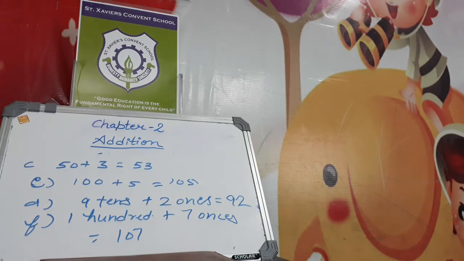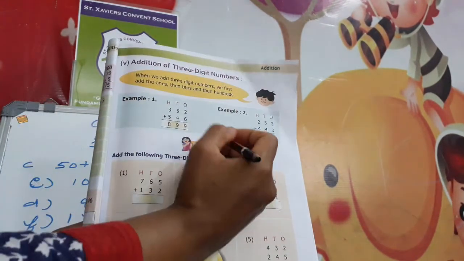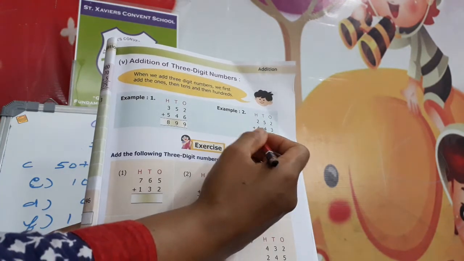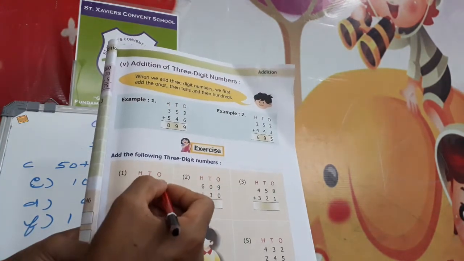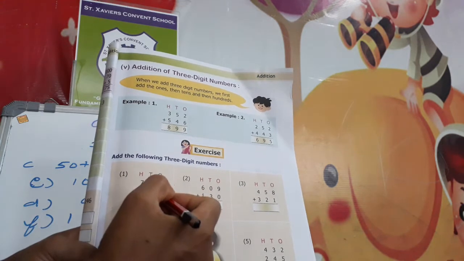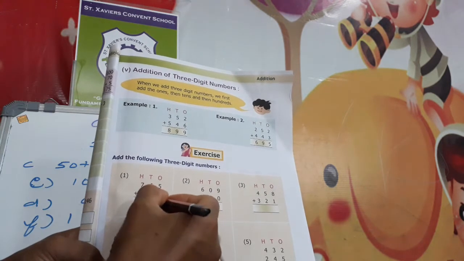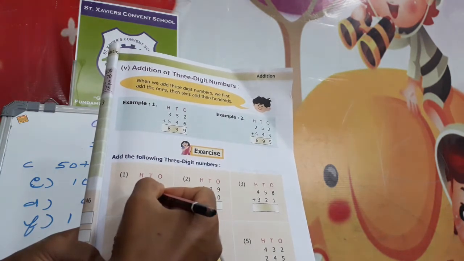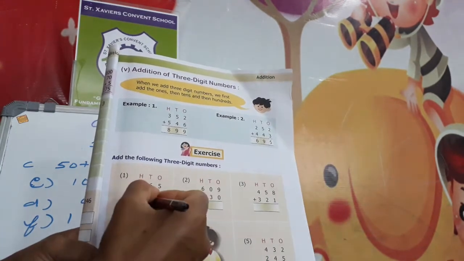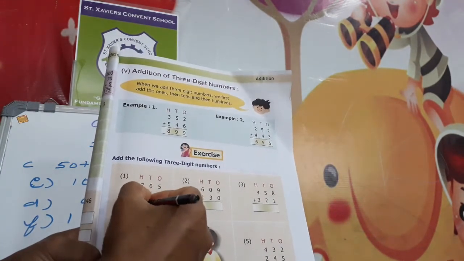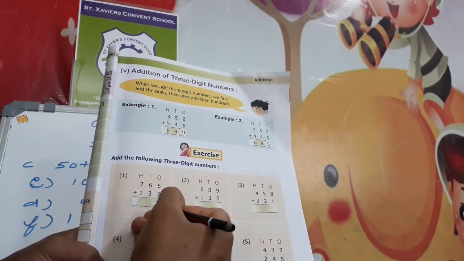Now look at the page number 19. Here is addition of 3-digit numbers. You have to add these 3-digit numbers. Okay. For example, look at here. 2 examples are done for you, and see here. Firstly, you have to add these ones numbers. 5 plus 2 is 7. 6 plus 3, 6, 7, 8, 9. 7 plus 1, 8. The answer will be 897.